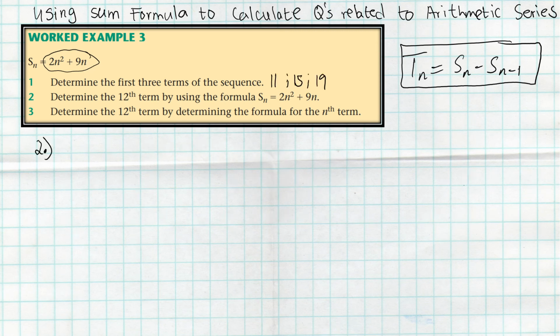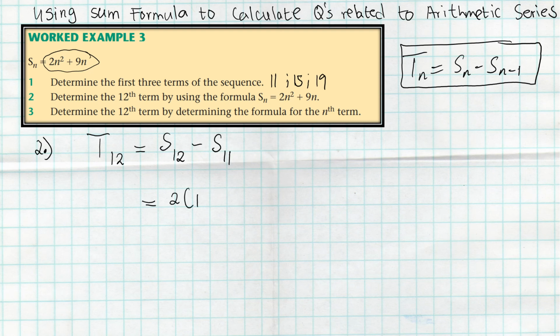Okay, let's come to number 2 now. We just calculated the first 3 terms, and I hope you understood that. Number 2: determine the 12th term by using the formula Sn equals 2n squared plus 9n. So they want the 12th term. Term number 12 will be the same as S12 minus S what? S11. So we have to calculate S12.